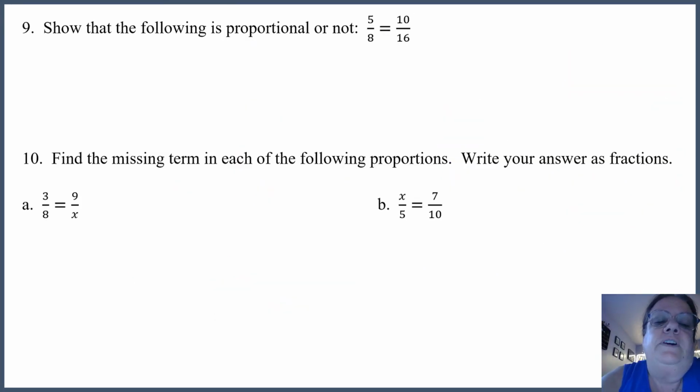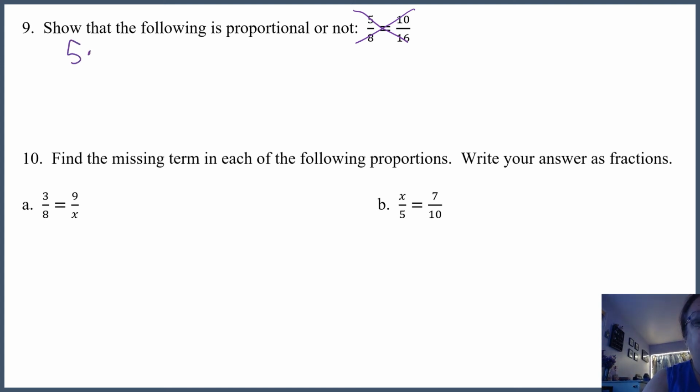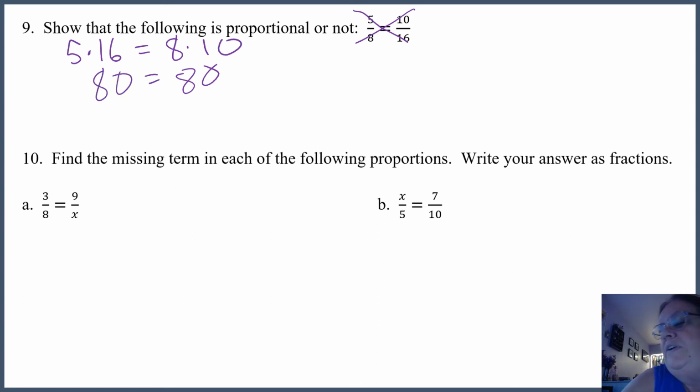All right, show that the following is proportional or not. Remember, we had to do our extremes times our mids. No, our extremes multiplied has to equal our mids. So 5 times 16 has to equal 8 times 10. Well, 8 times 10 is 80. That's easy. You can pop it in your calculator. But it ends up that 5 times 16 is indeed 80 also. So the answer is yes.